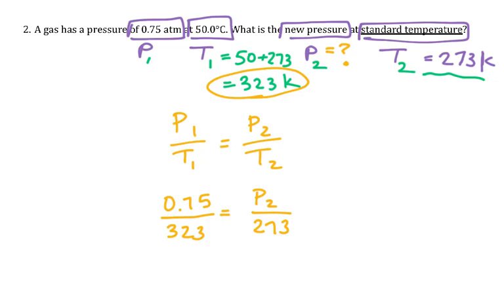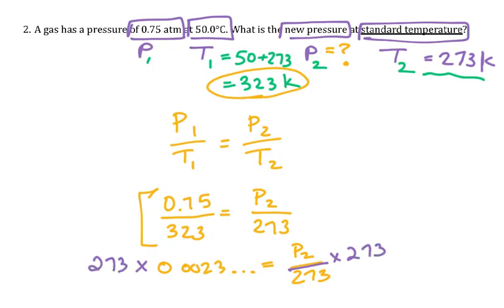To solve, I can do my 0.75 divided by 323. And I get a pretty small number, 0.0023, and then that continues on. And that equals P2 over 273. So the opposite of dividing is multiply, so multiply both sides by 273. This has a decimal there. And P2, now that that's by itself, P2 is equal to 0.63, and we need a unit atm.